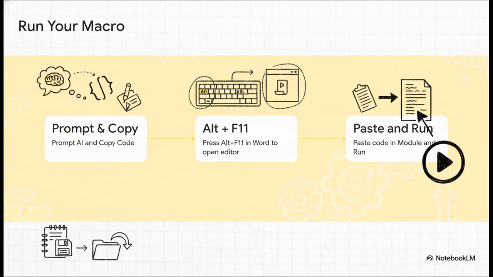Once ChatGPT or Claude spits out that VBA code, the implementation is smooth as butter. You just copy the code, hop right over to Word, press Alt plus F11 on your keyboard to open up the VBA editor, paste the code into a new module, and hit run. Or, as the source points out, you can even save the code in a simple Notepad file and use the file import feature right there in the editor. Either way, you now essentially have a custom software tool built right into your Word document. It's a real game changer.